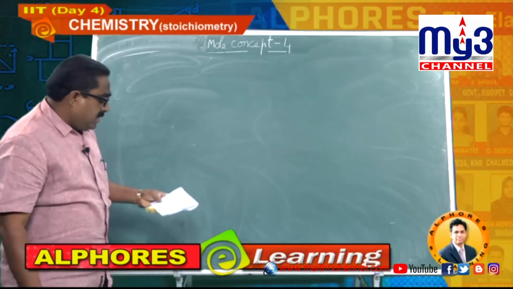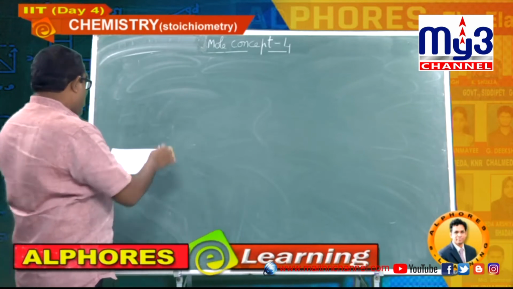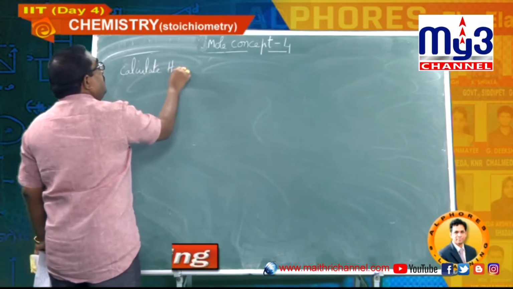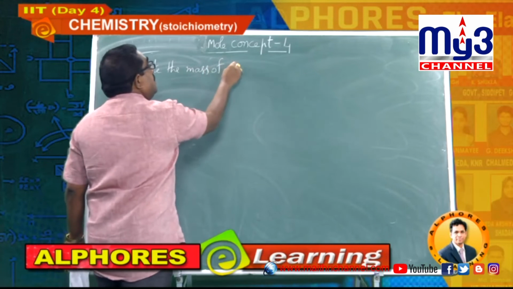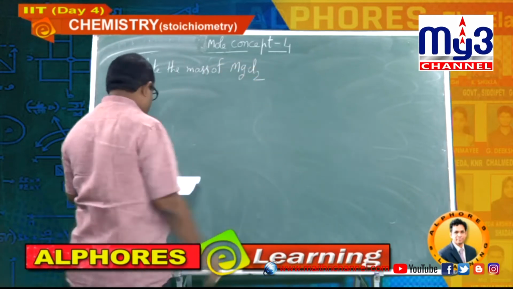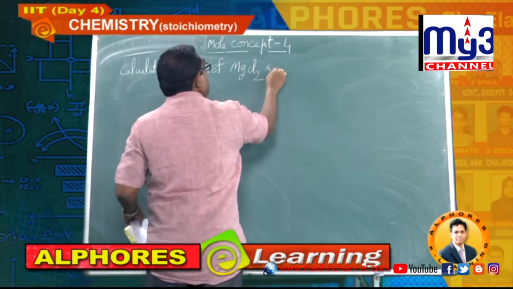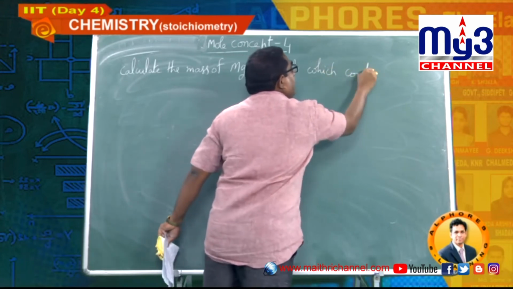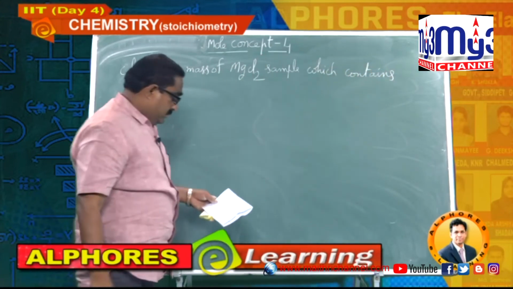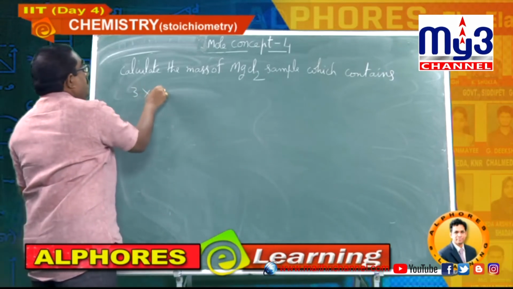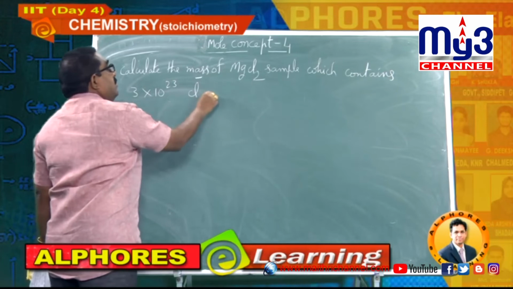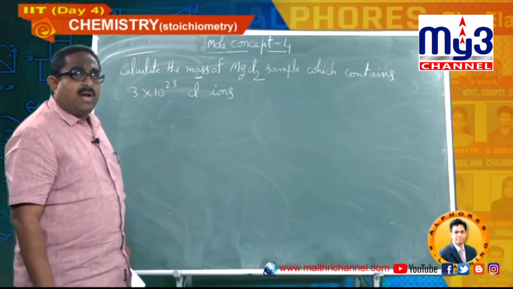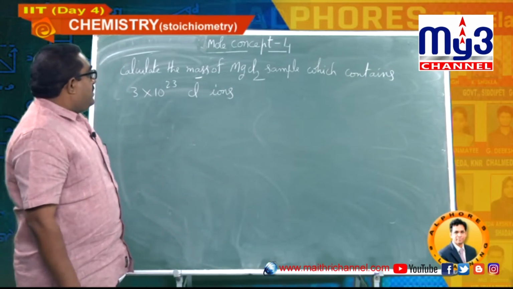Write down the next question, students. Write down along with me. I am writing on the board. Calculate the mass of magnesium chloride sample which contains 3 into 10 power 23 chloride ions. 3 into 10 power 23 chloride ions.